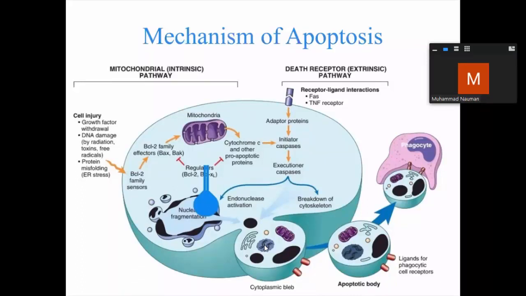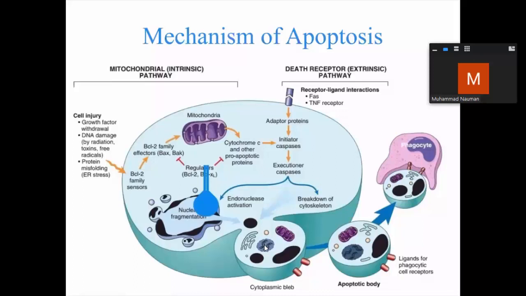When there is any injury to the cell, like when there is a loss of survival signal, growth factor withdrawal, DNA damage by radiation, toxins, free radicals, or chemotherapeutic agents, or if there is protein misfolding, they will activate the BCL2 family sensors. BCL2 family sensors are the pro-apoptotic genes. They are BAX and BAK protein.